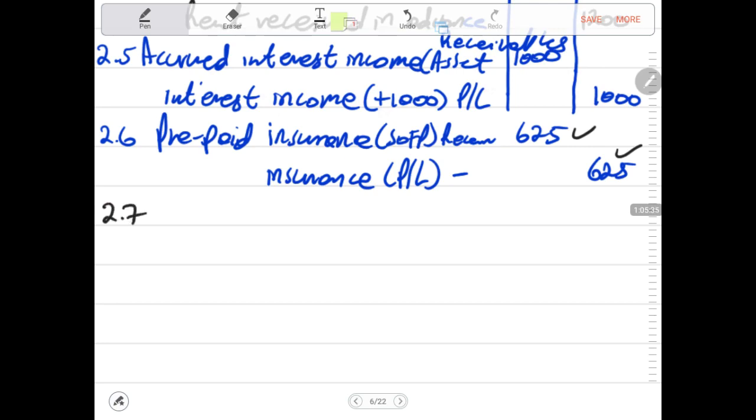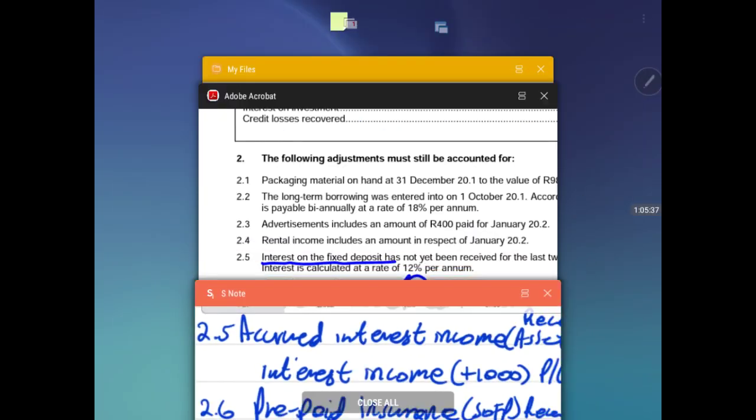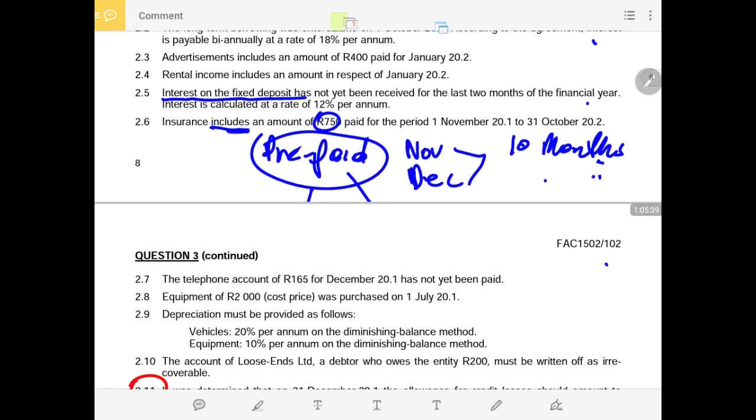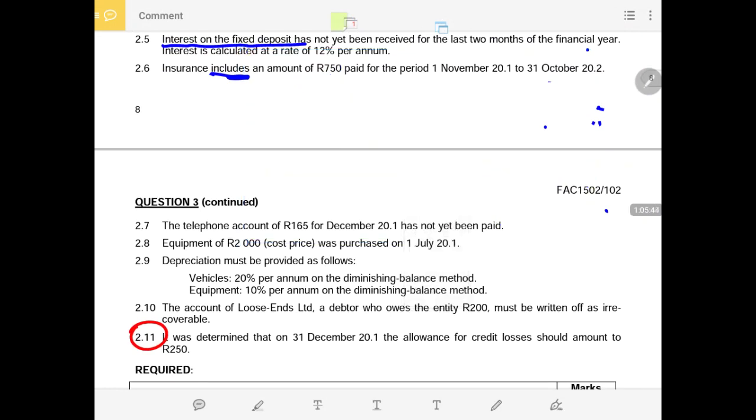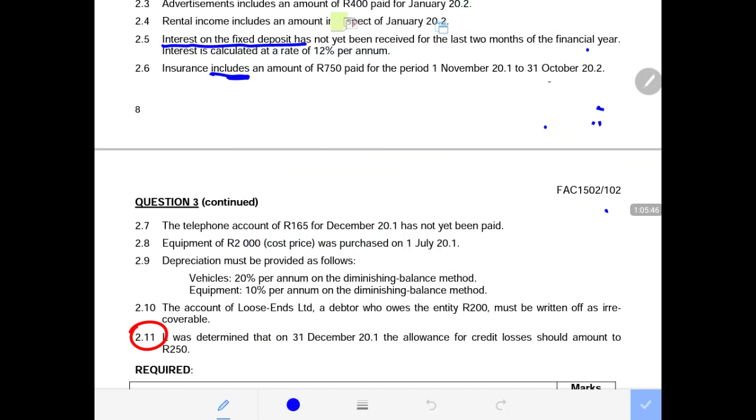Then we have 2.7. Let us listen to what this adjustment has in store for us. 2.7 says that the telephone account of 165 for December has not yet been paid. Not yet been paid. Not yet. I want to highlight this. Not yet means accrued. The word accrued means not yet.